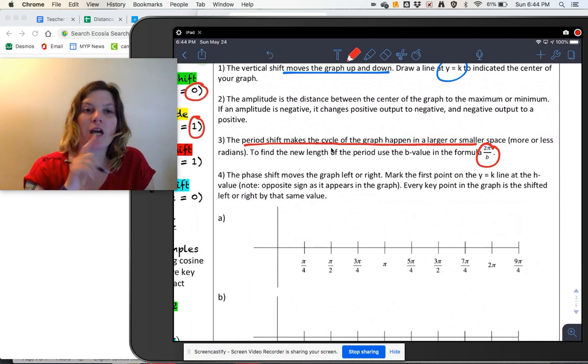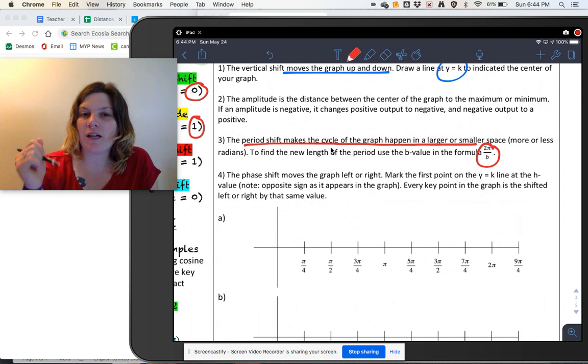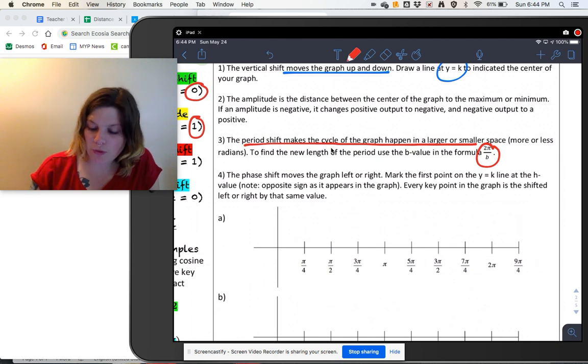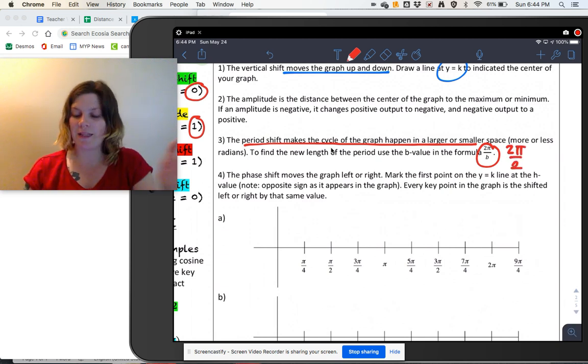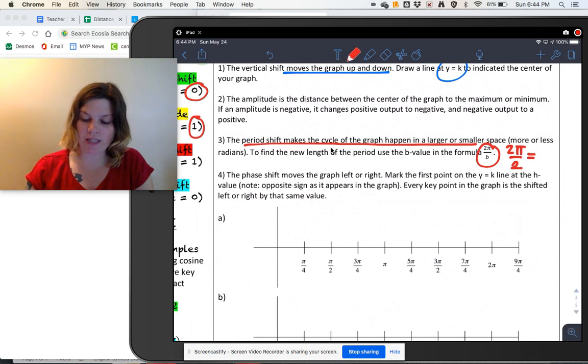This was one of the most common questions I got last week: I don't understand. I'm looking at this function. Clearly my b value is 2. Why did I get this question wrong? Well, if your b value is 2, that controls the period. So you would say 2 pi over 2 if your b value is 2. And then that simplifies to pi. So the period is pi. The b value is 2.